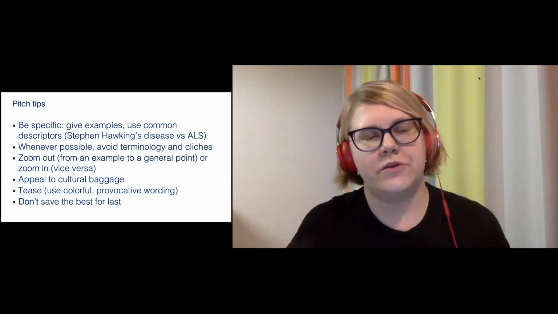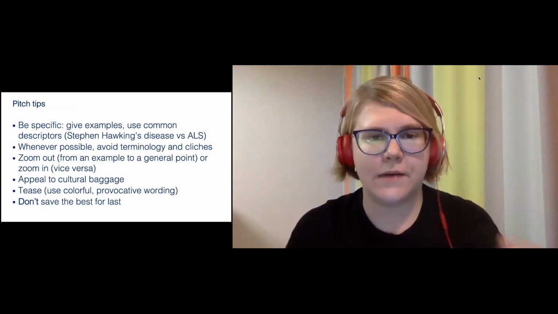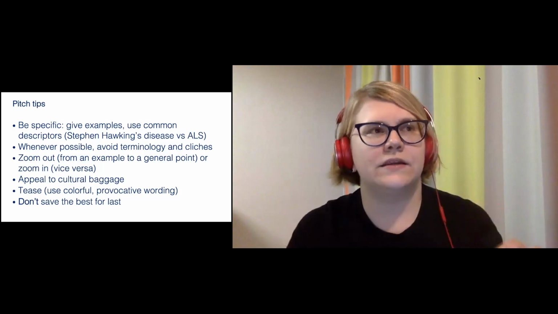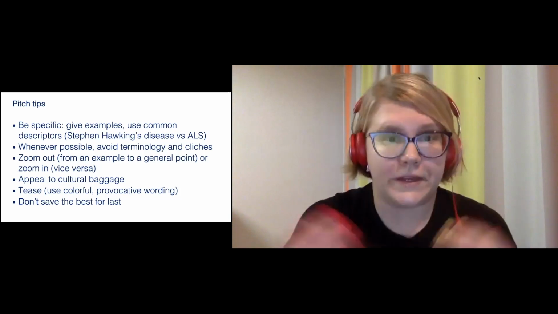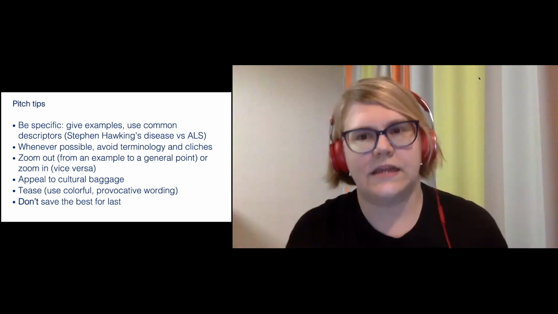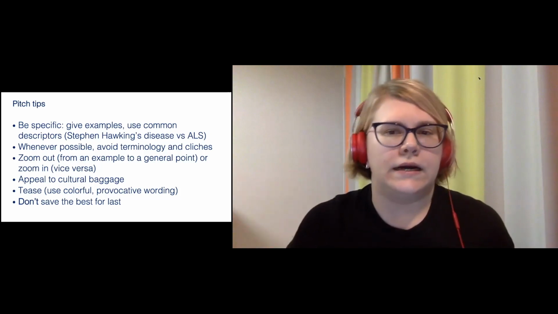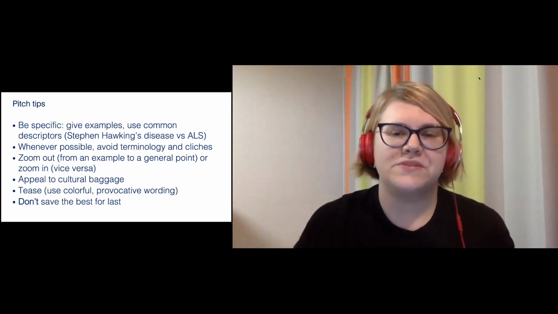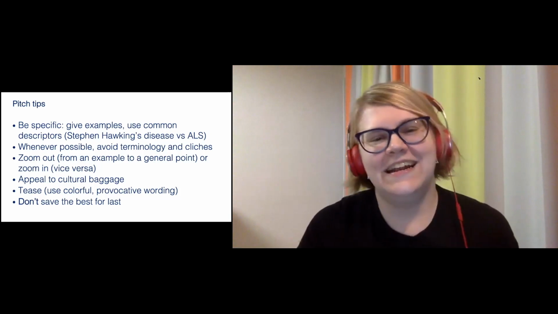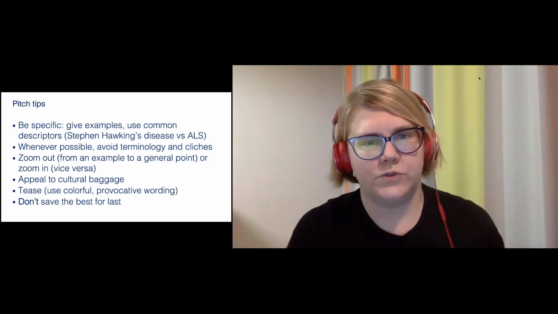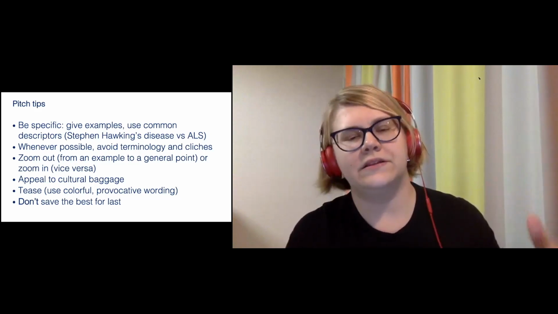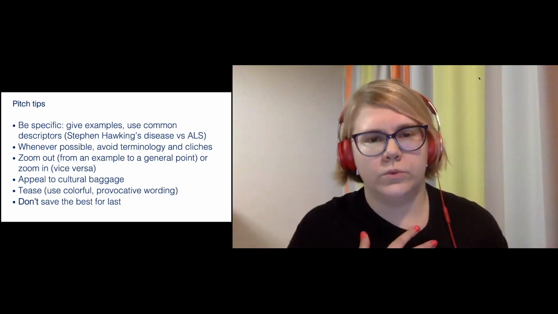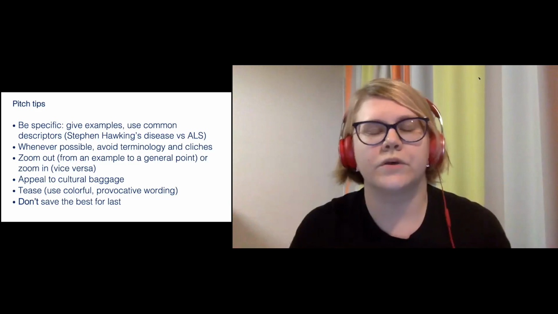Just a few pitch tips in general. The first tip is be specific. So give examples whenever possible, and use common descriptors instead of things that might not be understood by your audience. So say Stephen Hawking's disease instead of ALS, right? Avoid terminology. I know this is hard for scientists, but please do avoid it. Avoid the terms you like so much, because if you absolutely have to use them, again, be specific in examples and descriptions. Use that idea. I was pretty sure that nobody knew what Yakutia is, so I added some information on what that is.